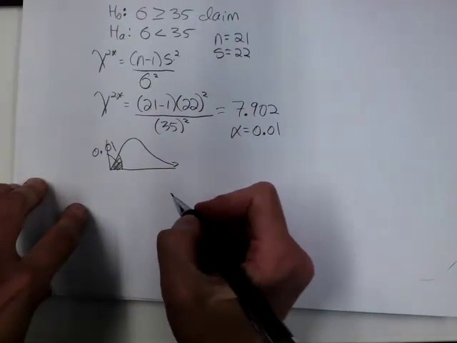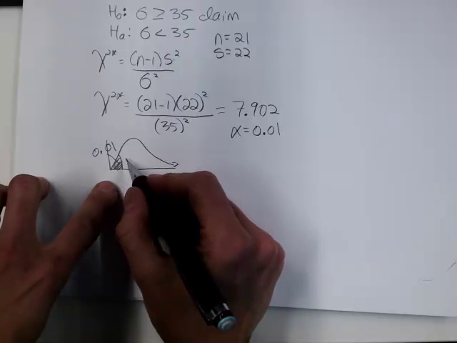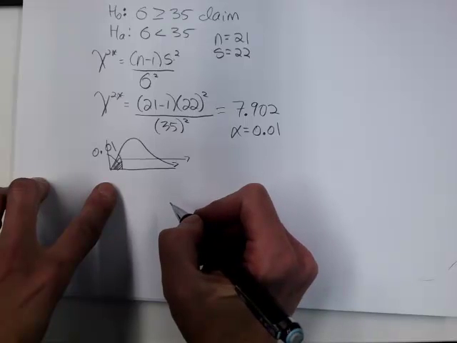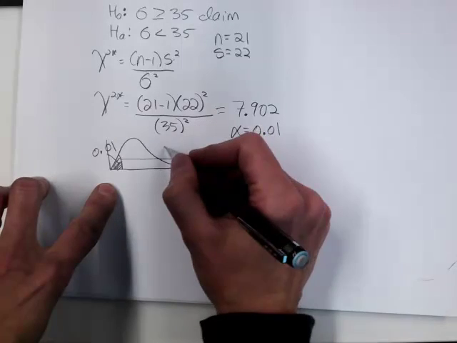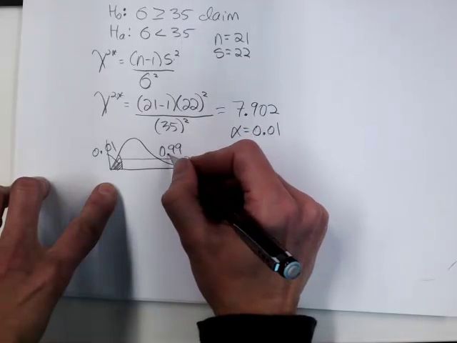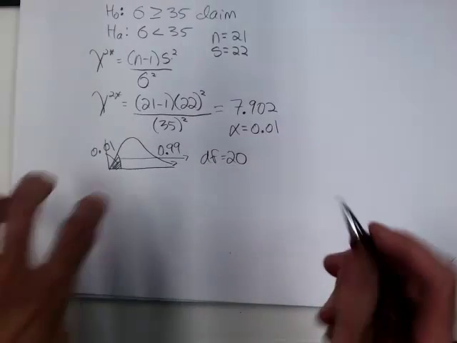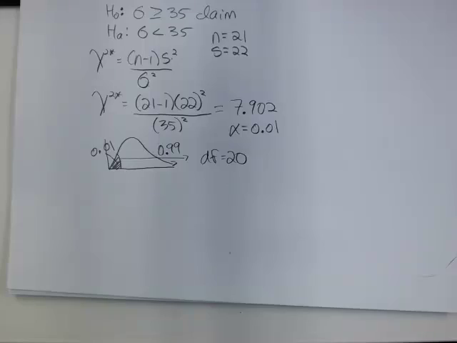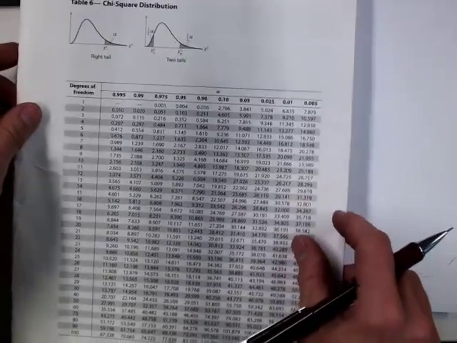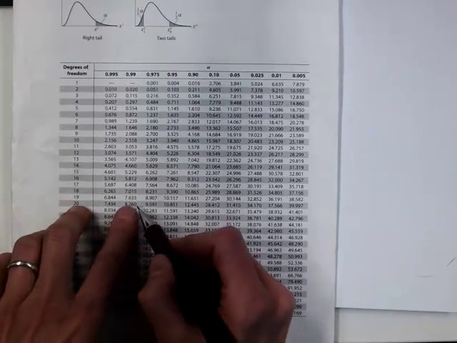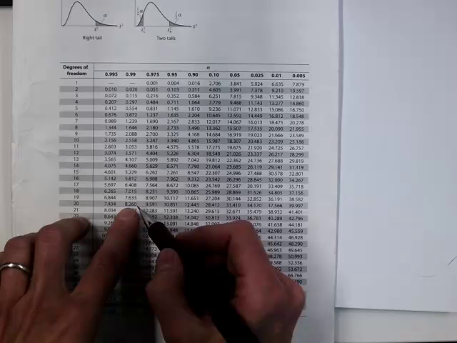But the table reads from the critical value to positive infinity. So how much area is to the right of that? 0.99, right? So I want to read first to the degrees of freedom, which is 20, and then over to 0.99 to the right. So 20 and 0.99. Do you get 8.260?